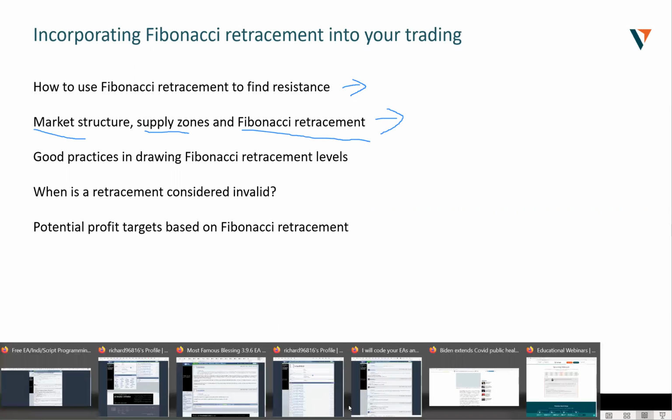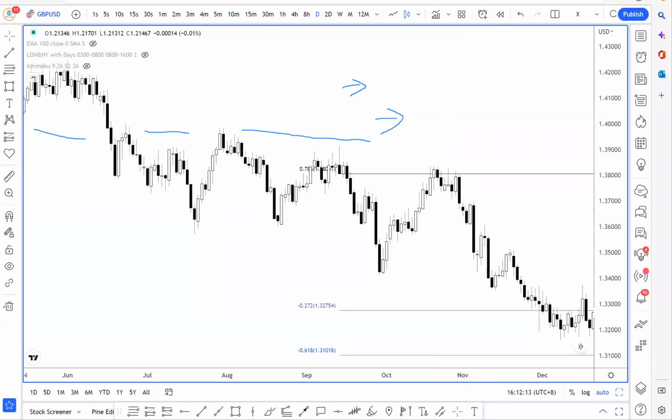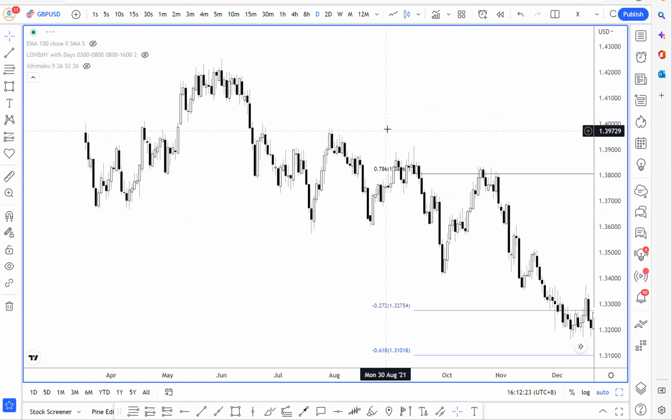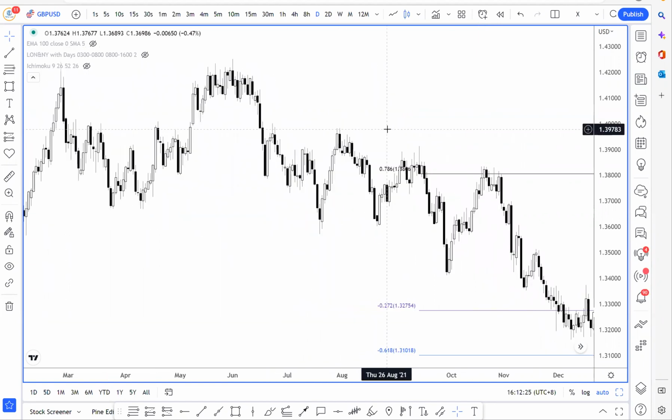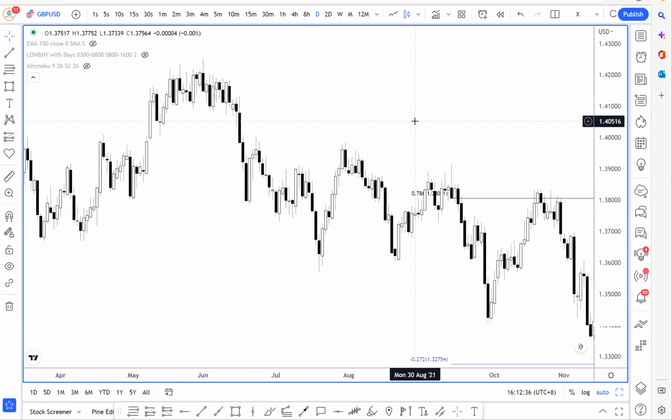So in this example, let me see what we have. Okay, so in this case, I'm on pound dollar. Let me just clear all the drawings first. All right, so in this case, you can see here, the first thing is that we are drawing our Fibonacci retracement. We need to understand what points we want to pick, right? If you want to draw Fibonacci retracement to find resistance, we need to first identify the moves.